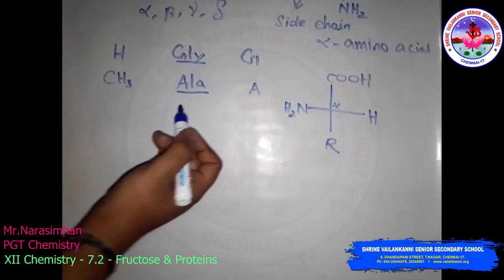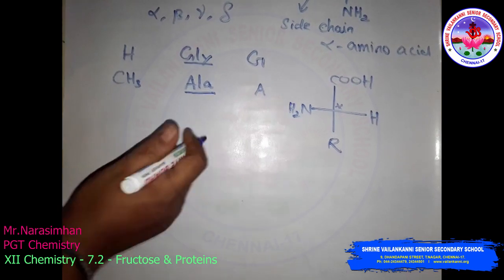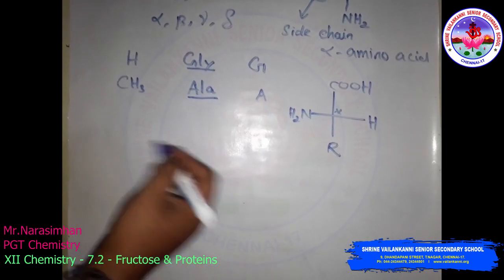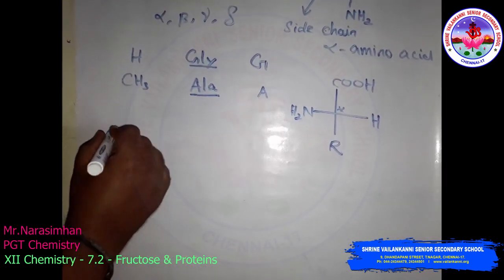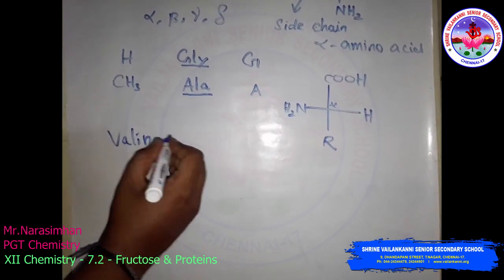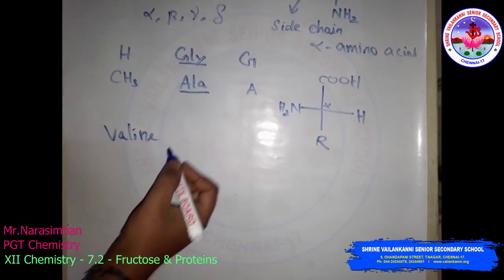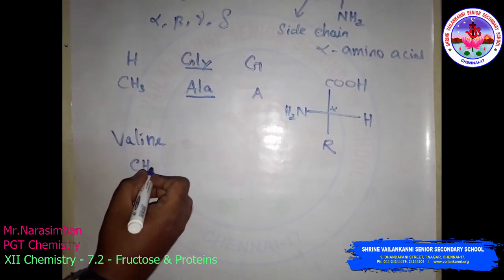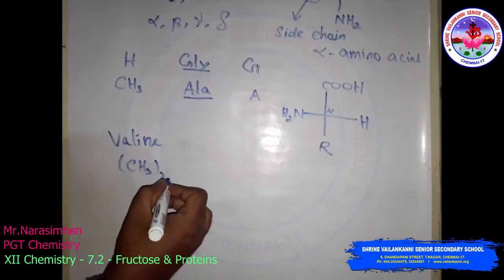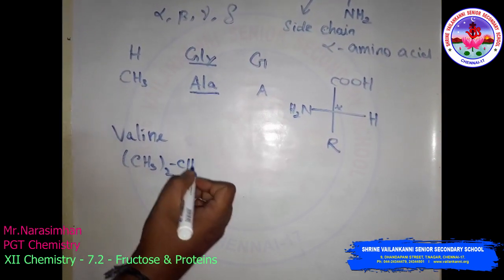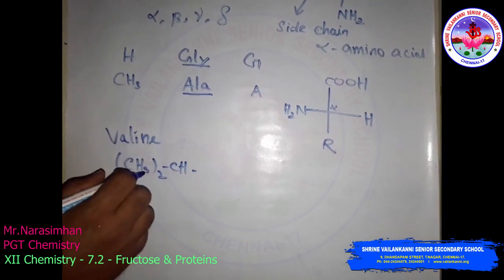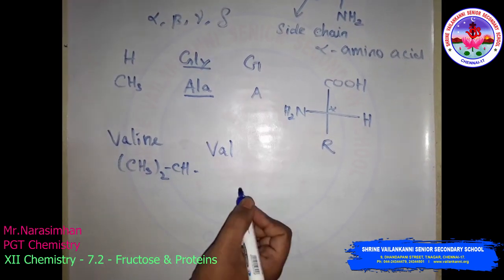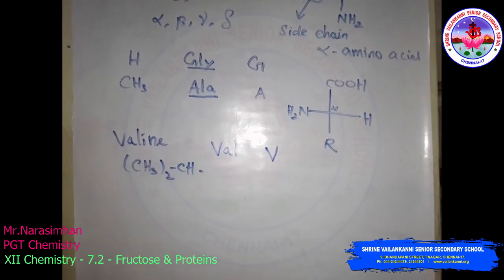So many natural amino acids are available, 20 natural amino acids, both essential and non-essential. Here I will tell you some of the essential amino acids, that is valine. The side chain of this essential amino acid is CH3 twice CH. So this is the valine side chain, that is the R group, and the three letters are simply VAL, and the one letter symbol is V.